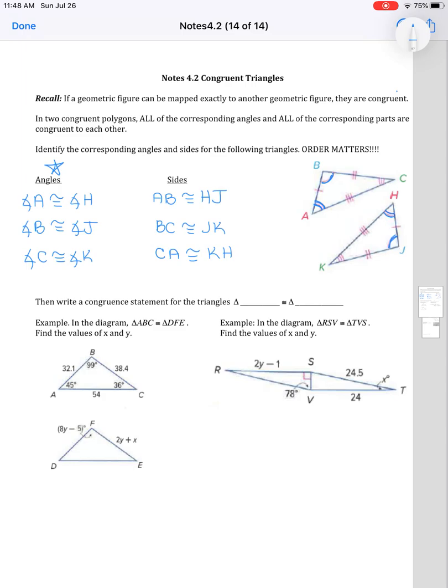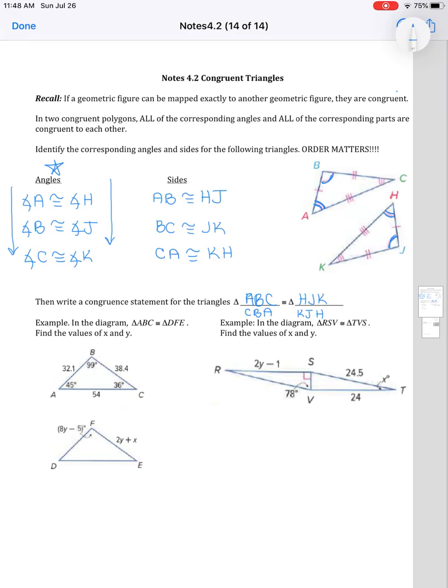BC should match with JK. And CA should match with KH. And that is your chart that goes over the angles that are corresponding and the sides that are corresponding, and they are all congruent to each other. So based on that, what you then do is you create a congruent statement. And the nice part about it is if you look at your angles chart, you can go in that order.